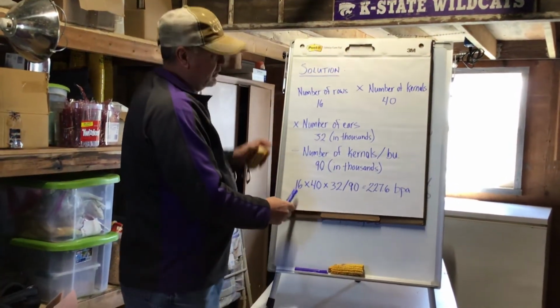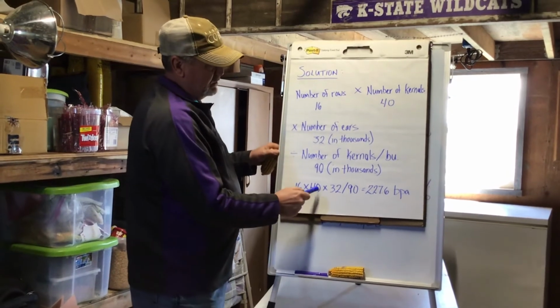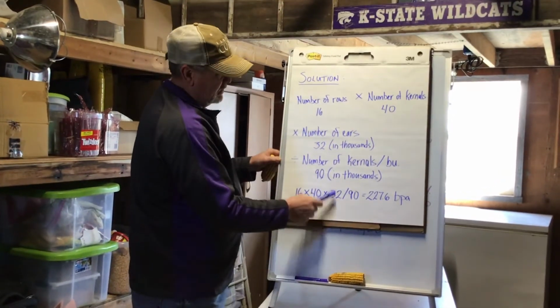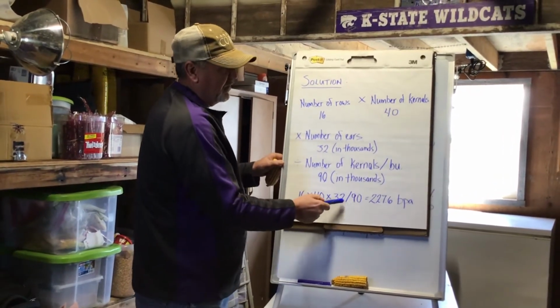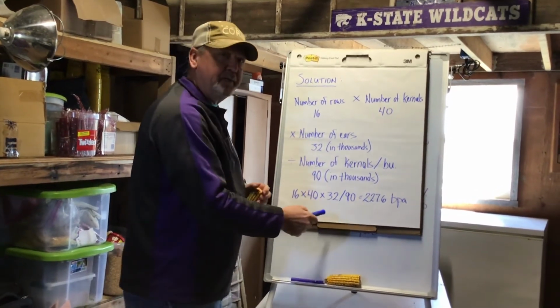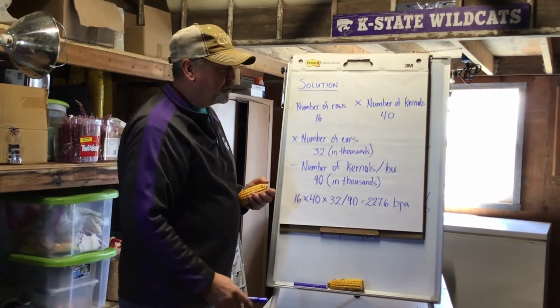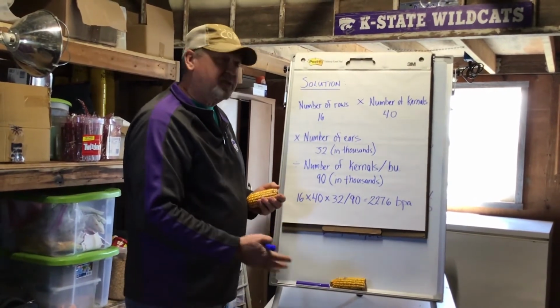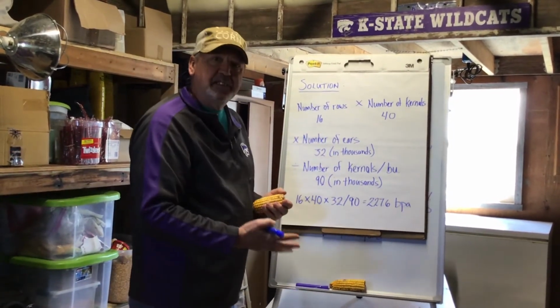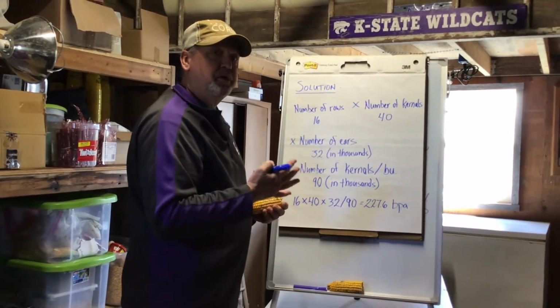If you look down here, we take 16 times 40 times 32, divide that by 90, and in this case, we have a yield of 227.6 BPA, which stands for bushels per acre.